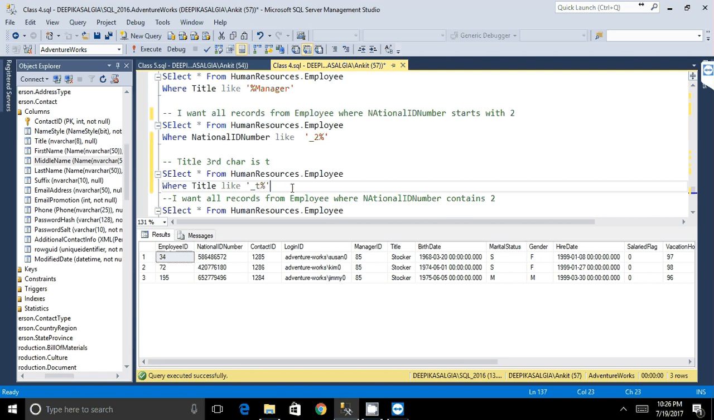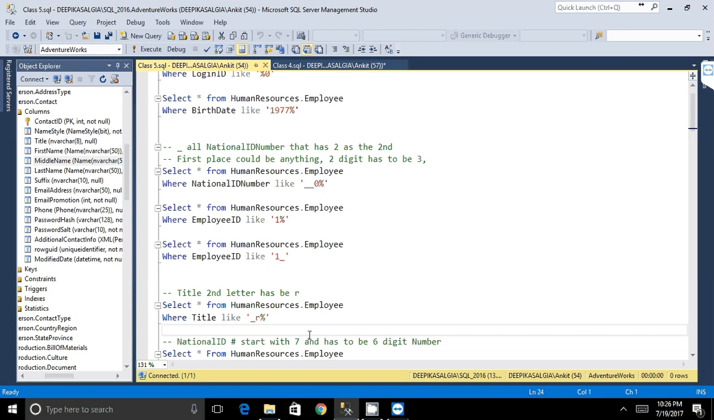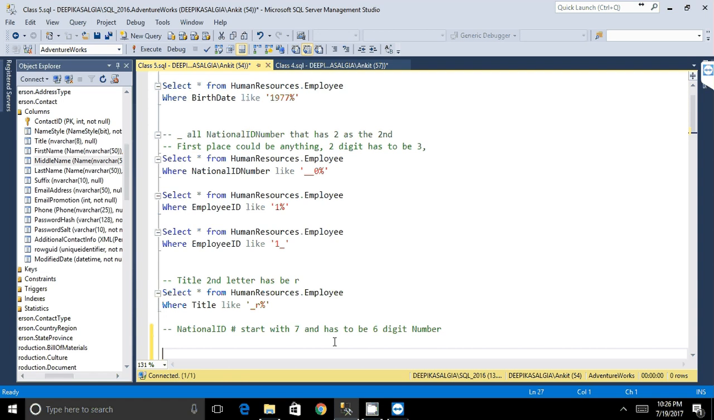Now let's see. All right, how about this one? Can you give me a query for all the employees whose national ID number starts with 7 and has to be a 6-digit number? What would you do? The national ID number has to start with 7 and it has to be a 6-digit number. It cannot be a 7-digit number. It cannot be 8-digit. It cannot be 5-digit. It has to be a 6-digit number. What would you do?